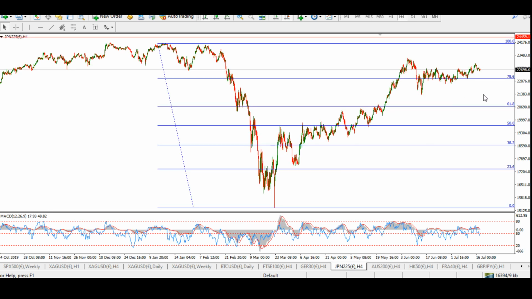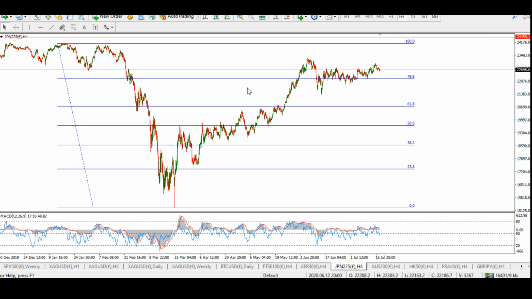Japanese market. It seems to be just grinding to the upside as well. More like the Dow than the S&P. The Nikkei just seems to be kind of drifting within a channel, and we're still holding below that June high there. So again, 5 waves down, some sort of correction to the upside.